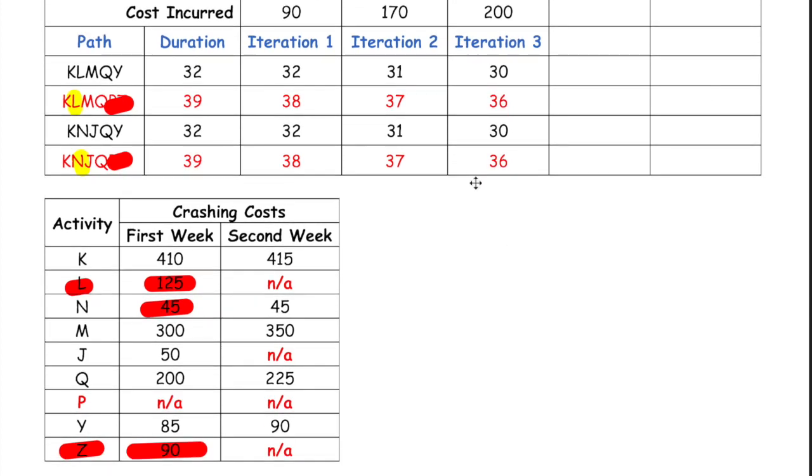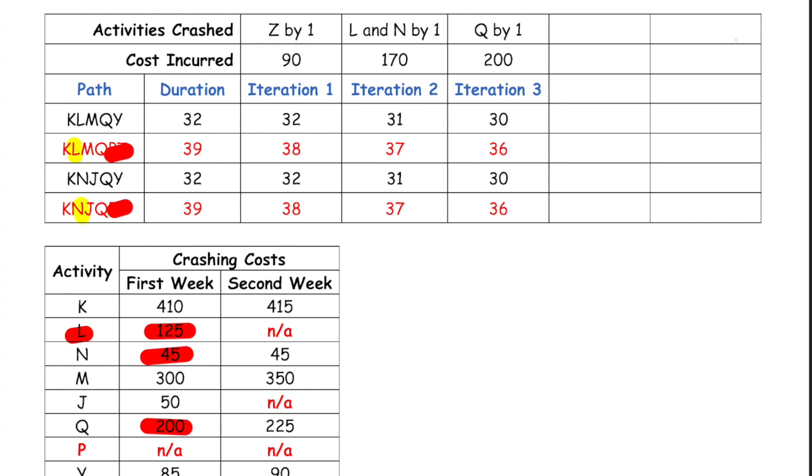Once we've done this, we can cross out the first week cost slope for Q, because it's now been crashed by 1 week. If we want to crash this activity again, the cost would be 225. So this brings us to our fourth iteration. We're essentially just repeating this process.